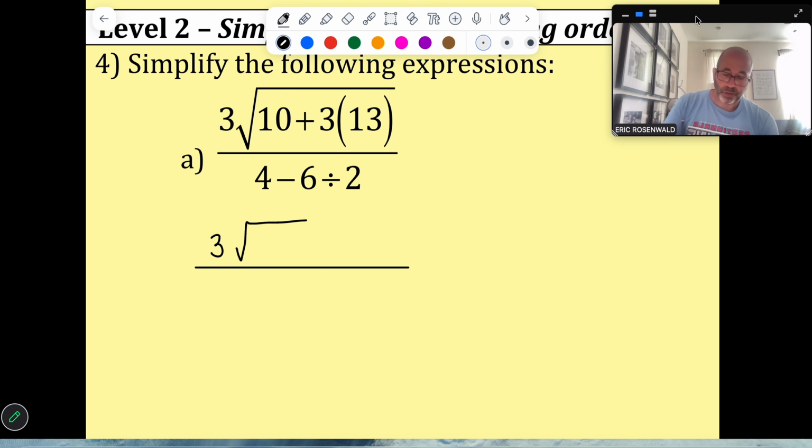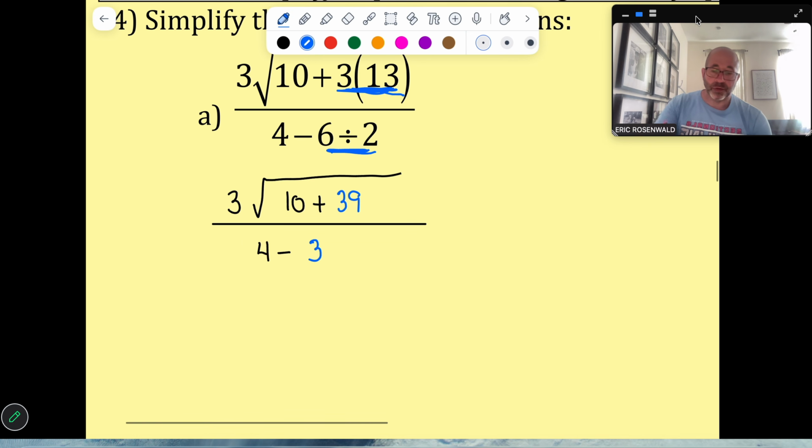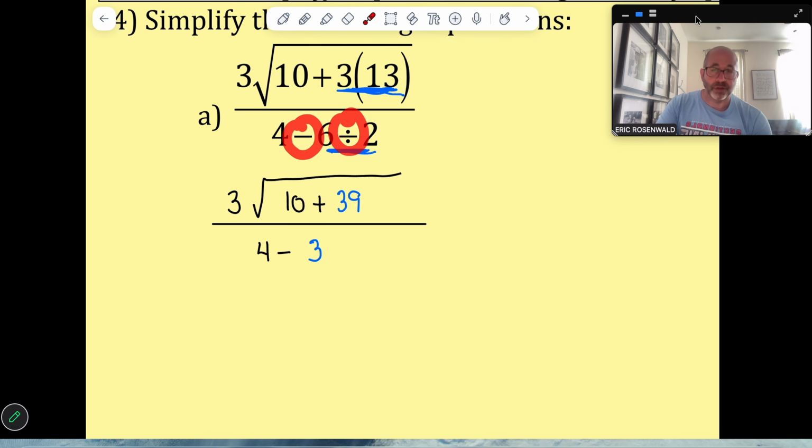So we're going to go square root, and we'll go from left. We'll do the multiplication first. So we have 10 plus 39. Okay. On the bottom, I'm not going to do too many steps at once here. On the bottom, we have the 6 divided by 2, which is going to equal 3. Okay. Remember, we don't do subtraction here before we do division. Okay. We're going to do the division first.